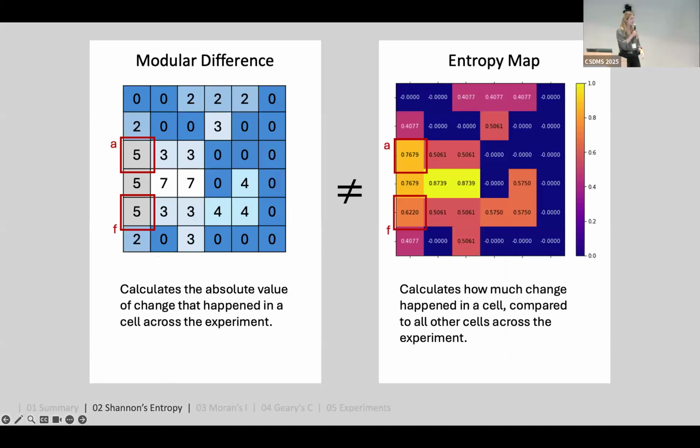So if you do just a modular difference, you're going to have the absolute value of change that happened in the cell across the time steps. But if you use the entropy map, you see that there will be a slight difference because more stuff happened to A than in F, right? You have a small decrease, instead of an abrupt decrease, even though the modulus is basically the same.